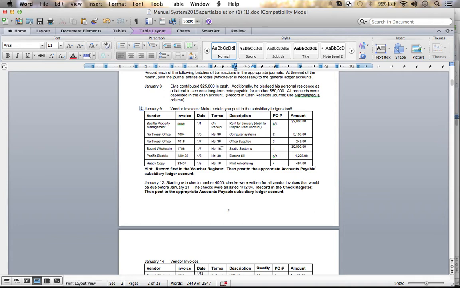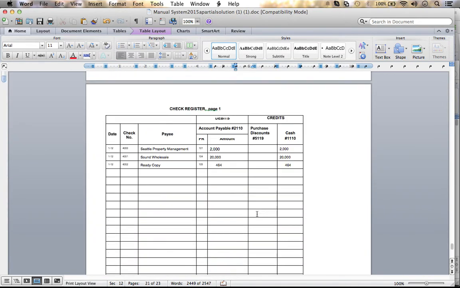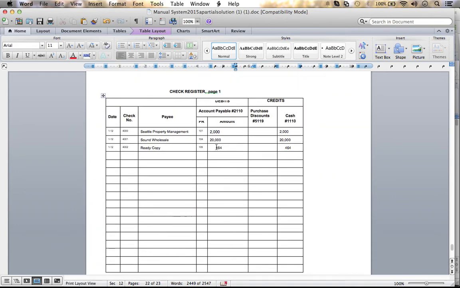Sound Wholesale, though, we received a bill from them the 7th, and they want their payment in 10 days. So that's due January 17th. So I need to write a check for them, and I need to write a check for Ready Copy because that's due on January 18th, which is before the 21st. So I go ahead to my check register, and I process my 3 checks.